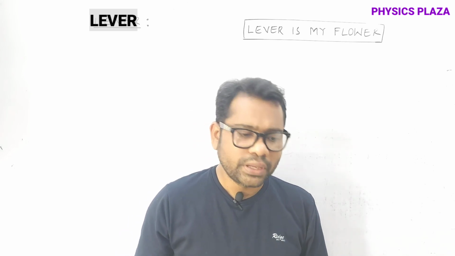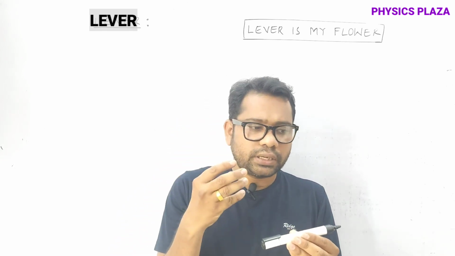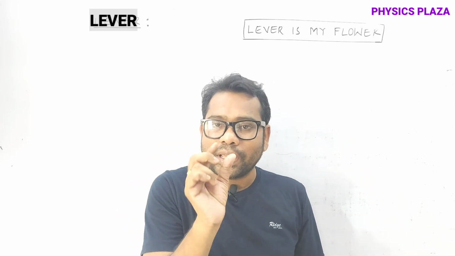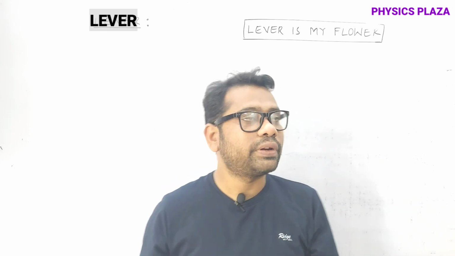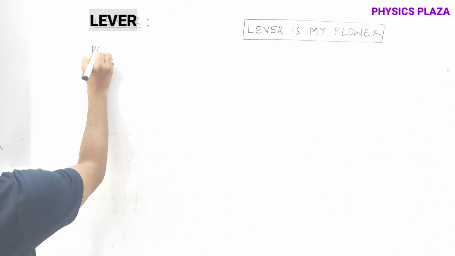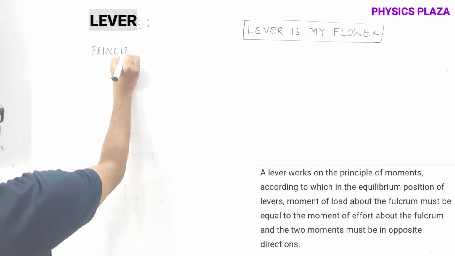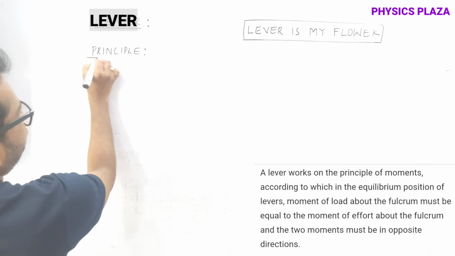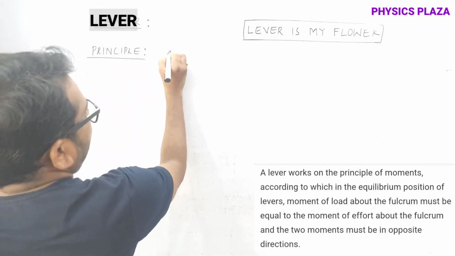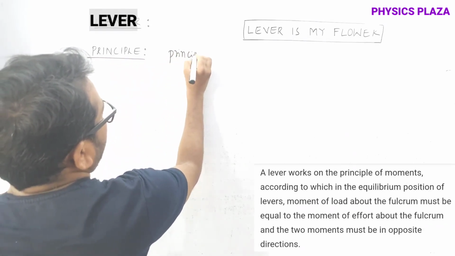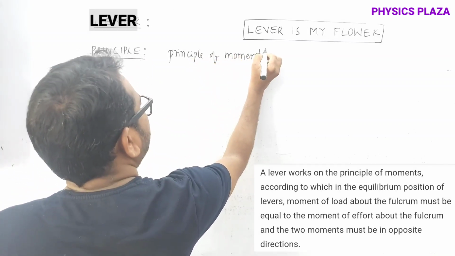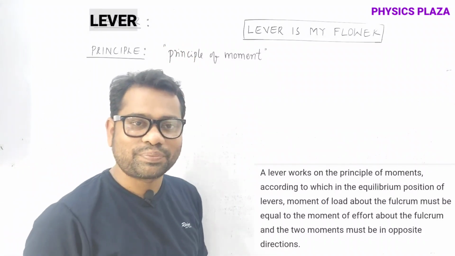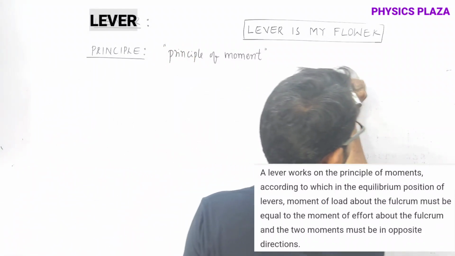First of all, what is a lever, children? A lever is a rigid bar, which can be bent or straight, and is capable of turning about a fixed axis. First, let us discuss the principle of lever. Children, it's very important. The lever works on the principle of moments, which we discussed in chapter 1, Force. Just recall that. So what was that, children?